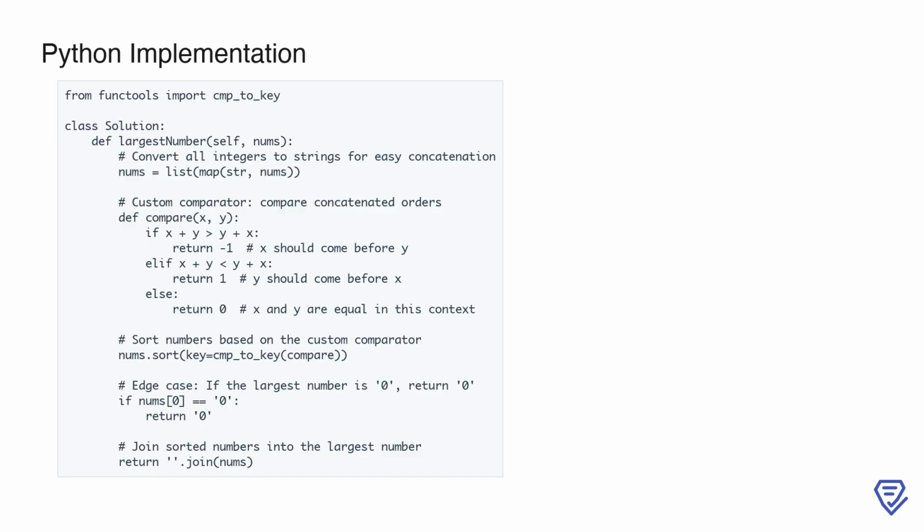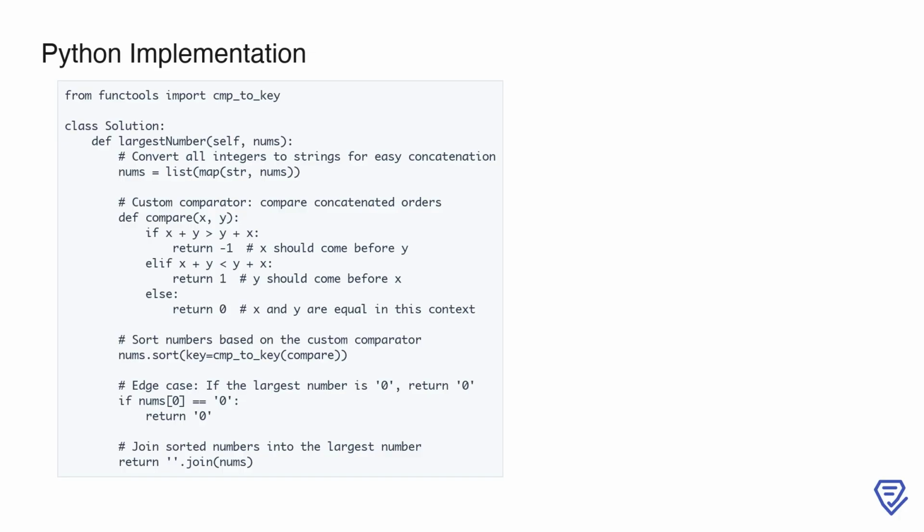2. Define a custom comparator. The function compare is defined to determine the order of two numbers, x and y, based on their concatenated values. Specifically, if x plus y, e.g., 34 plus 5 equals 345, is greater than y plus x, 5 plus 34 equals 534, x should come before y. Thus, the function returns -1. If x plus y is less than y plus x, y should come first, and the function returns 1. If both concatenated results are equal, the function returns 0.